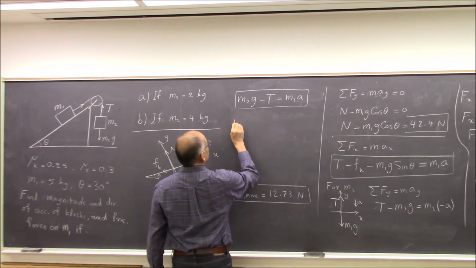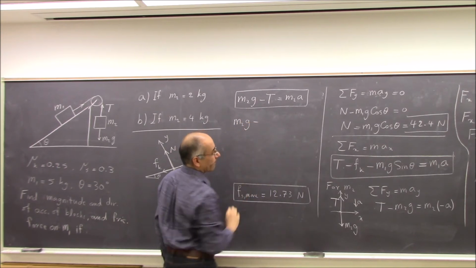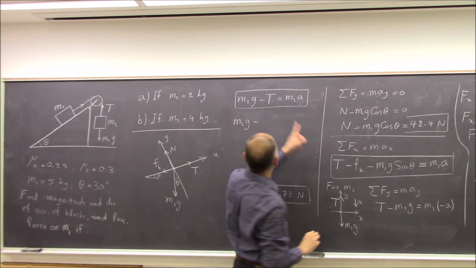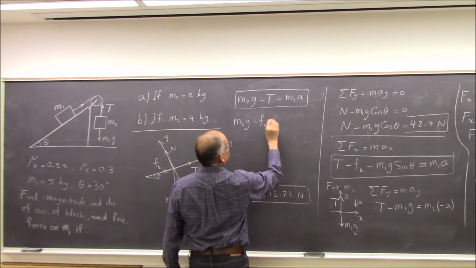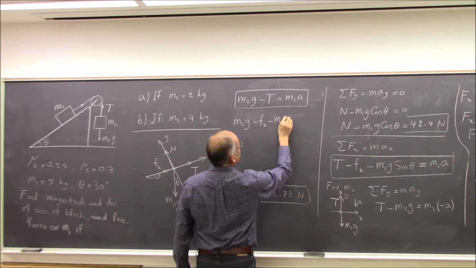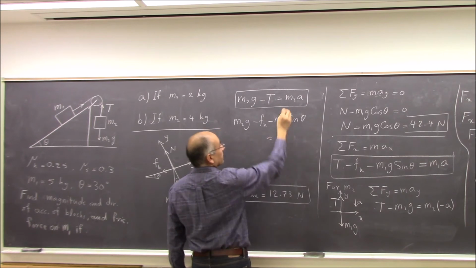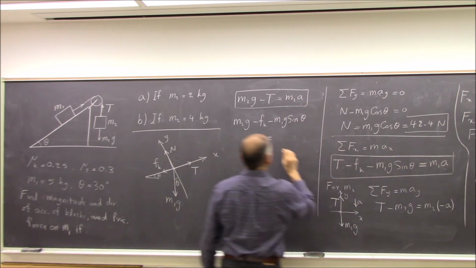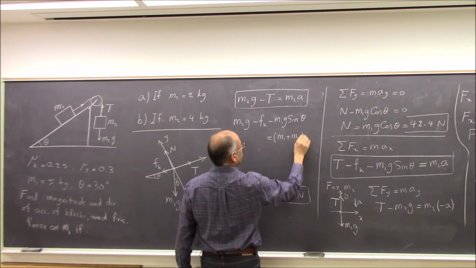So M2g, T cancels out, minus Fk, minus M1g sine theta equals the other side, M2a plus M1a. I can factor a, say M1 plus M2 times a.